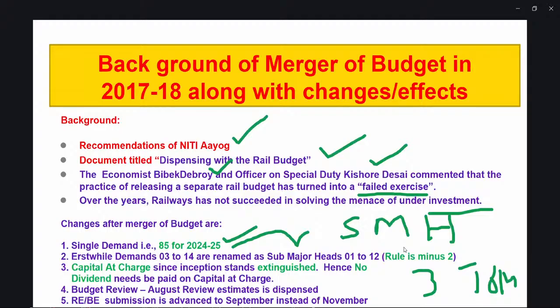Another important development is the budget review. The August review of estimates is dispensed with, no more required. And the REBE, revised estimates and budget estimates, submission is advanced. Previously it was in the month of November; now it is advanced to September. This is also important. These are all important for the budget.